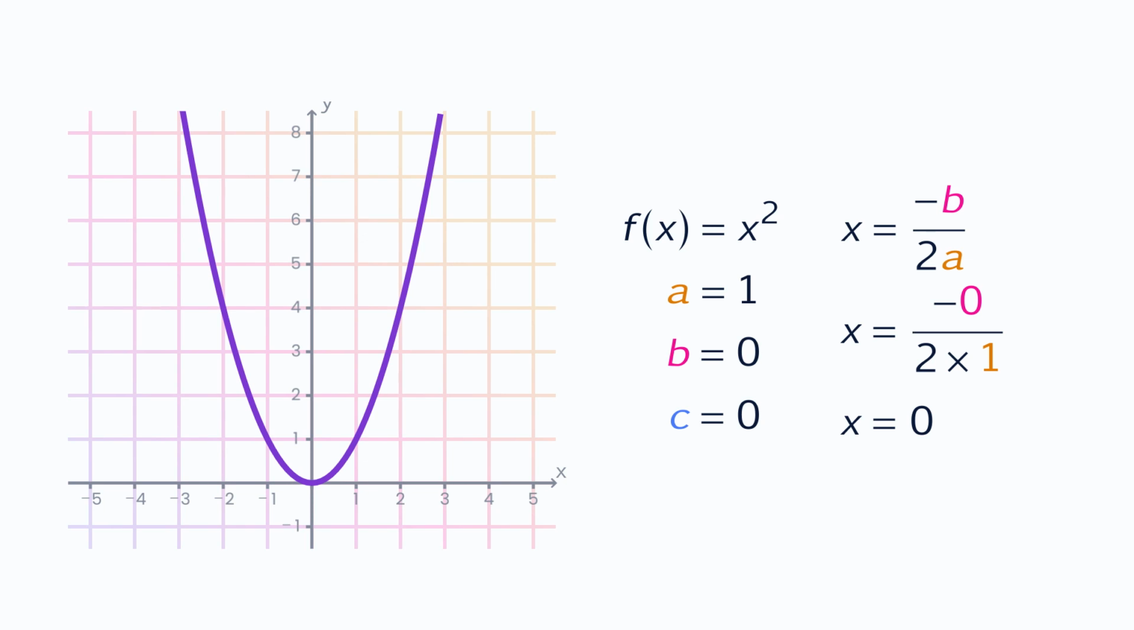The axis of symmetry for f of x equals x squared is equal to the y-axis. That means you can use the y-axis as a symmetry line for the graph of f of x. As long as b equals 0, the axis of symmetry will always be the y-axis.